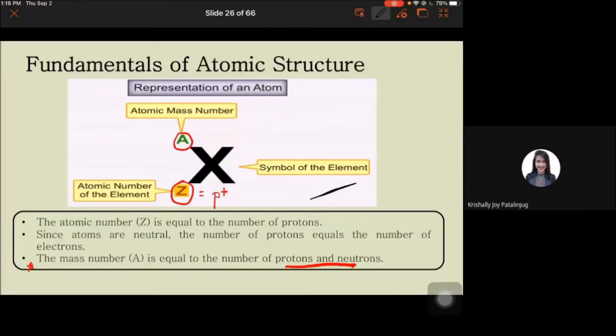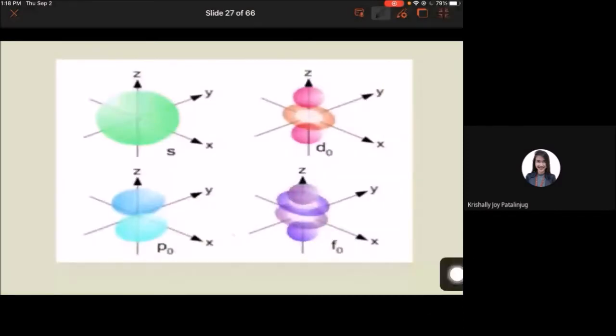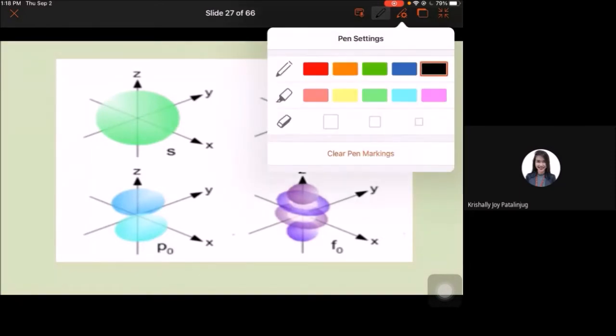Sige. Let us now proceed to our next topic. I think wala namang tanong. Okay? So, yun lang yung tandaan nyo. Kapag neutral atom, walang charge, the same yung number ng proton to that of the electron. Kapag naman charged na yung atom, affected na yung number of electron. Kapag charged. Sige, dito tayo ngayon sa quantum number.